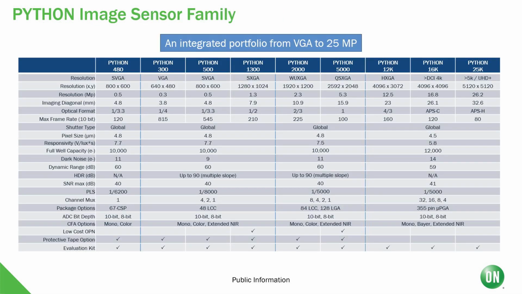Here's a table showing the complete family of Python devices from the SVGA resolution on the left, 800 by 600 for our Python 480, all the way up to the largest Python family image sensor at 5120 by 5120 square optical format for 25 million pixels of resolution.